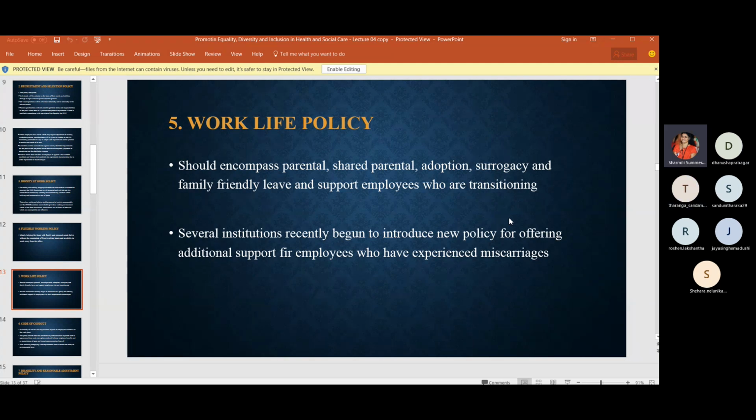So if we are talking about single parents, especially single mothers, they need to look after their child as well as come for work. In those situations, other co-workers can provide some kind of allocations by understanding their workload, and the co-workers can also help. So that is work-life policy.